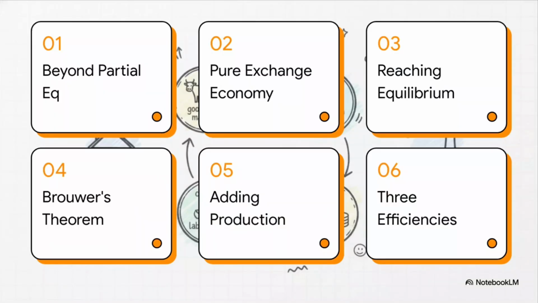Okay, here's our revision roadmap for today. 1. Beyond partial equilibrium. 2. The pure exchange economy. 3. Reaching Walrasian equilibrium. 4. The math behind Brouwer's theorem. 5. Adding production to the mix. And finally, 6. The 3 big efficiencies.